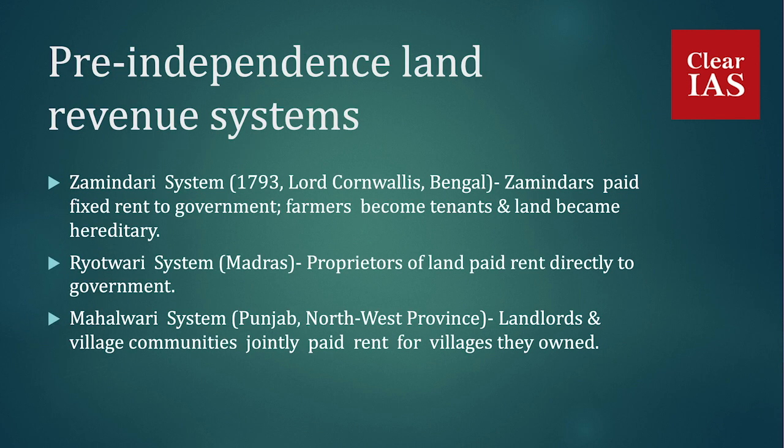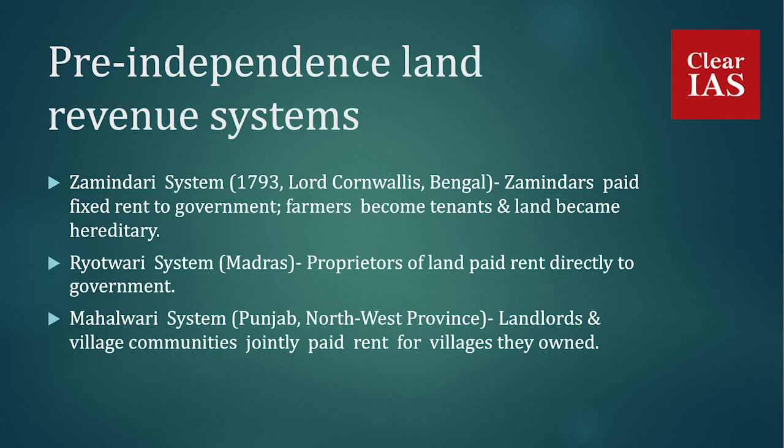Considering the pre-independence land revenue systems, they are of different types, namely Zamindari system introduced by Lord Cornwallis in Bengal in 1793. Here, the zamindars paid fixed rent to government, farmers became tenants, and land became hereditary.